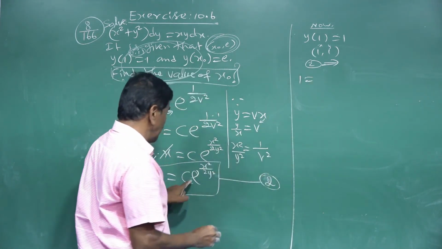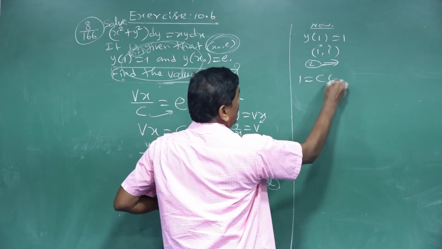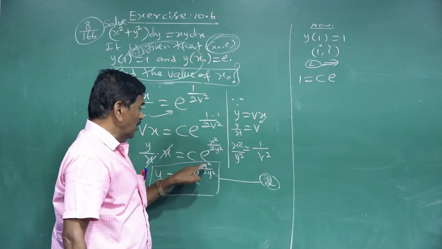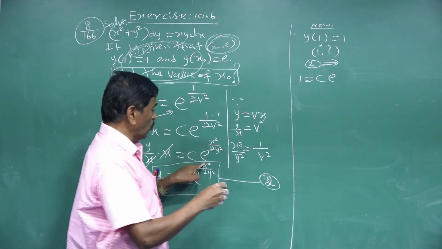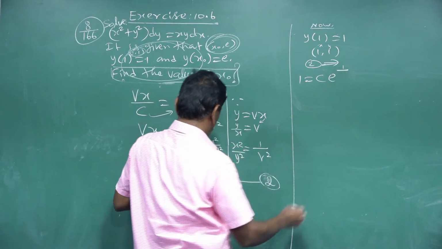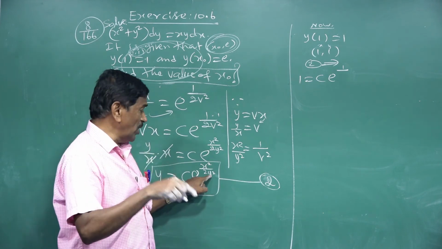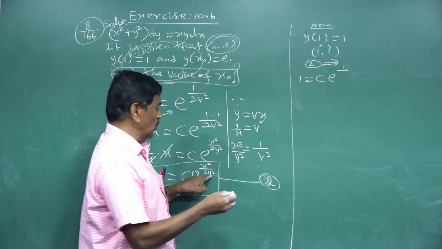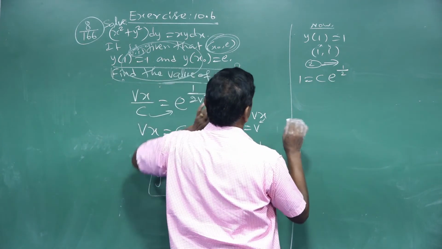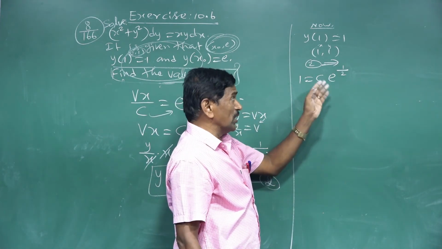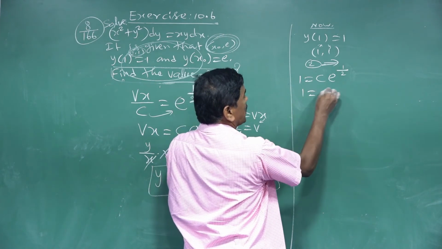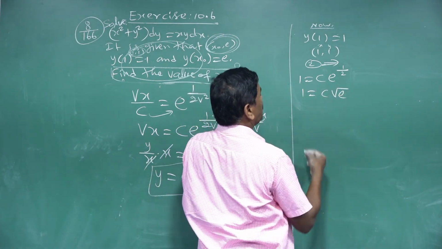1 is equal to c into e power x square by 2y square. x square, 1 square equal to 1. So 1 by y square, 1 square equal to 1. So 2 into 1 equal to 2, so that is 1 by 2. Now e power 1 by 2 means square root of e. That is 1 is equal to c into root e.